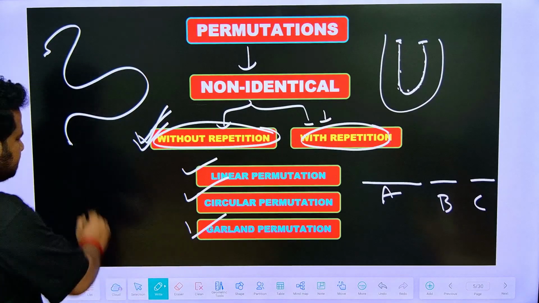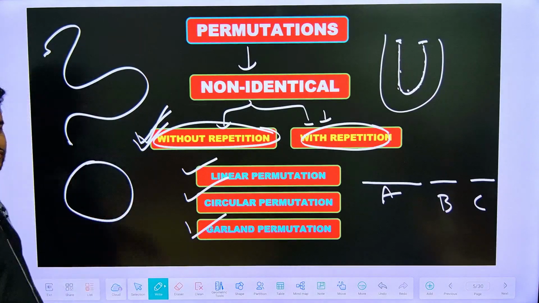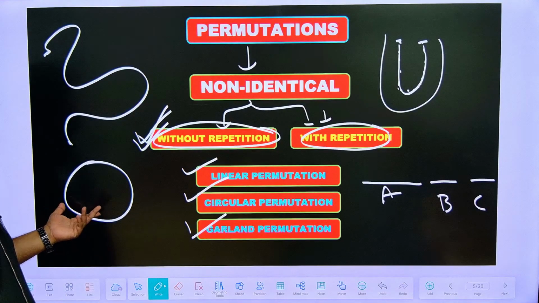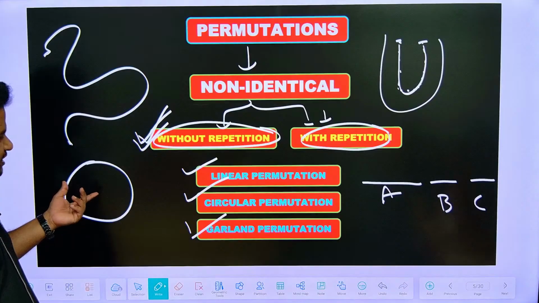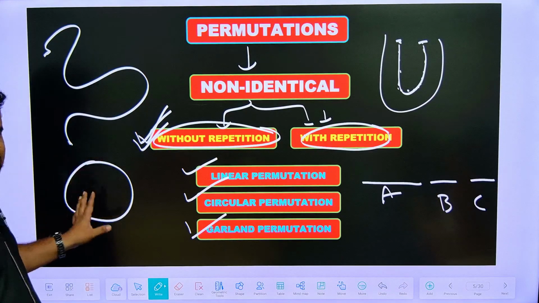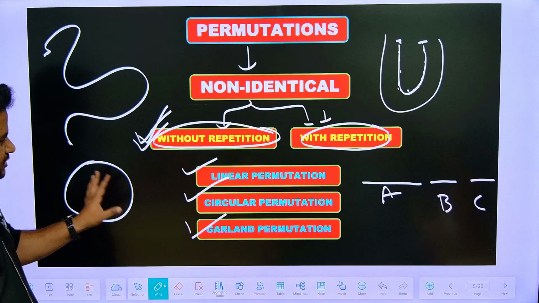Circular arrangement means you don't know which is the starting and which is the ending. That is circular arrangement. Circular arrangement means you don't know which is the starting and ending, that is, you have to arrange them in a circle. Just like that. That is circular arrangement.